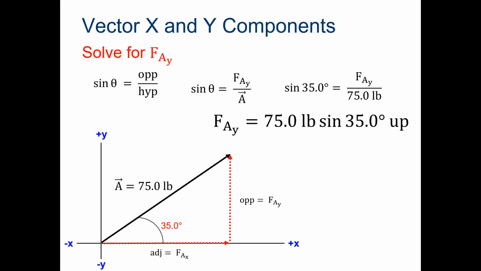Okay, now that we have solved for component force AX, let's do the same for component force AY. Notice that since component force AY is opposite the angle, we're going to use sine theta. Sine theta equals your opposite side over your hypotenuse. And you have force AY equals 75 pounds times sine 35 degrees up. When you do that calculation, you get component force AY equals 43 pounds.